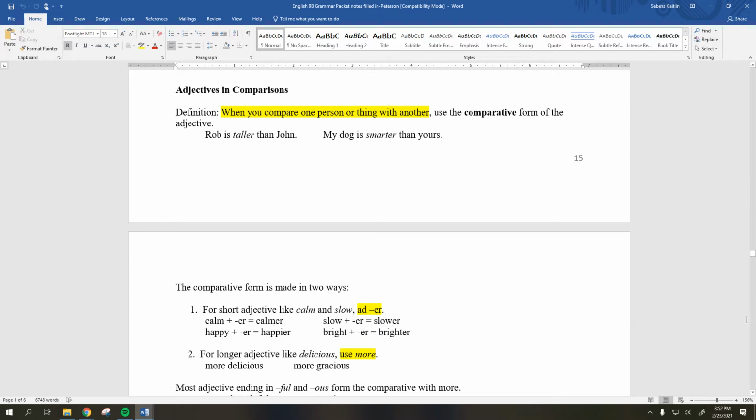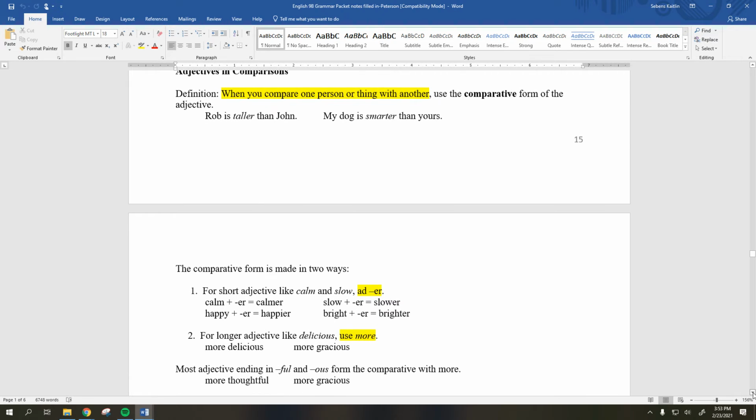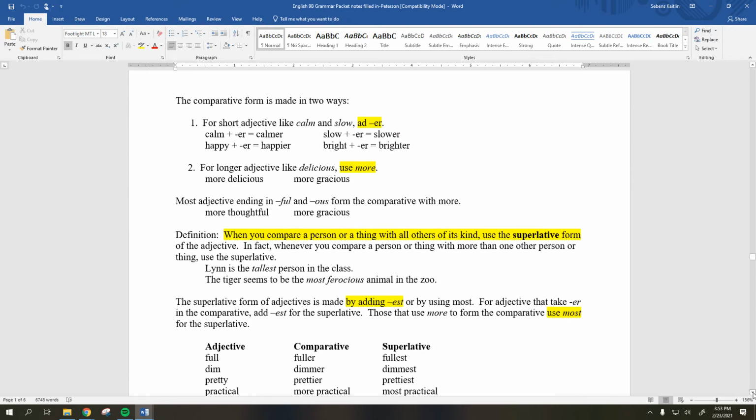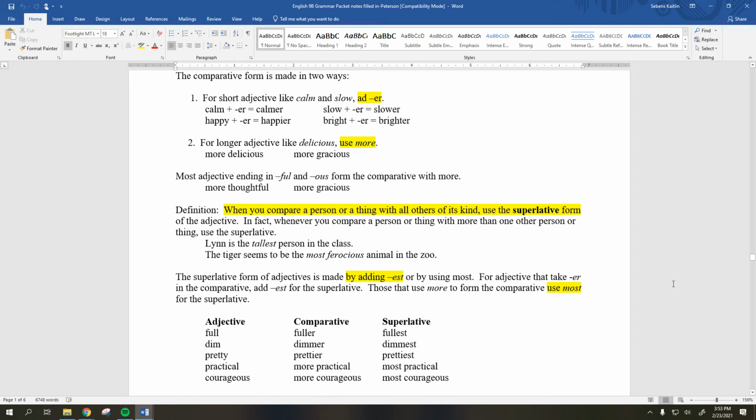The comparative form is made in two ways. For short adjectives like calm and slow, you're going to add er to the ending. So calm becomes calmer, slow becomes slower, happy becomes happier, and bright becomes brighter. For a longer adjective like delicious, put the word more in front of it. More delicious, more gracious. Most adjectives ending in ful or ous form the comparative form with more: more thoughtful, more gracious.